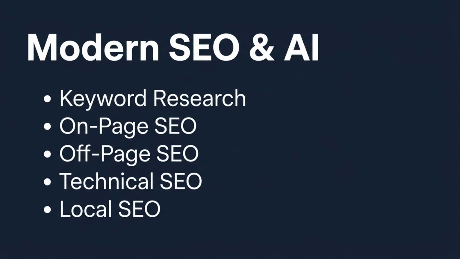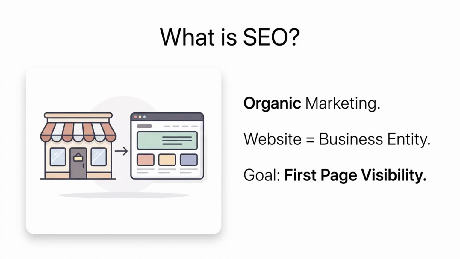Moving directly into search engine optimization, it is important to recognize that modern SEO has heavily integrated artificial intelligence. The landscape is quite different now than it was just a few years ago. Our focus will cover several core areas: keyword research, on-page optimization, off-page strategies, technical SEO, and local SEO. Fundamentally, you must stop thinking of a website as just a digital brochure. A website is a living business entity, and SEO is your primary engine for organic marketing.